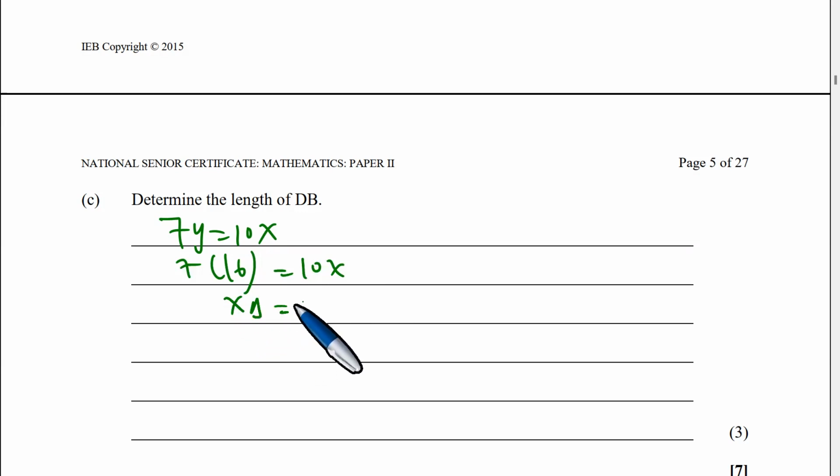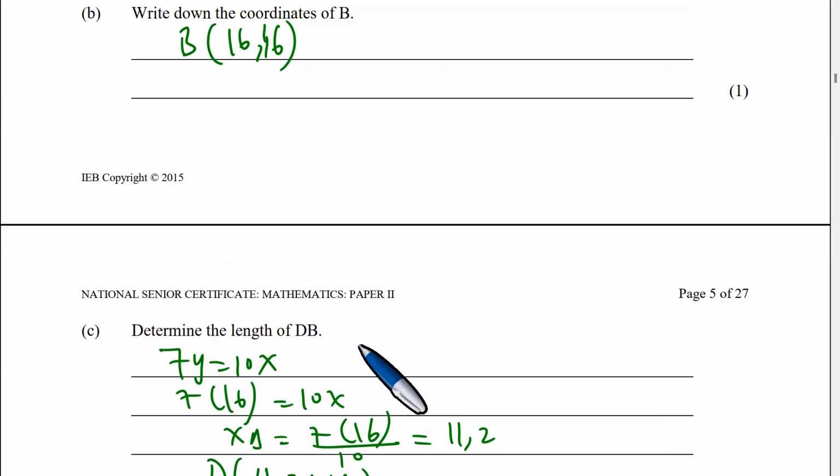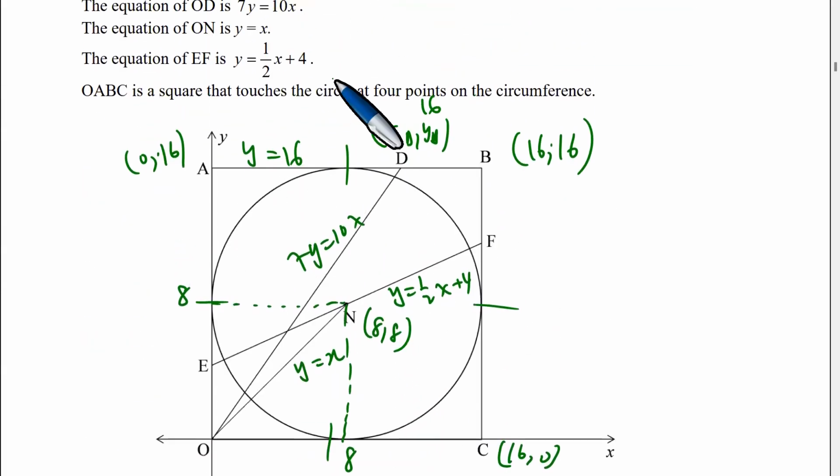And therefore, x at D is 7 times 16 divided by 10, which, if you use a calculator, is 11.2. And therefore, what are the coordinates of D? We've already seen that the coordinates of D are 11.2 together with the y value, which is exactly 16 there. So we have got the coordinates of D.